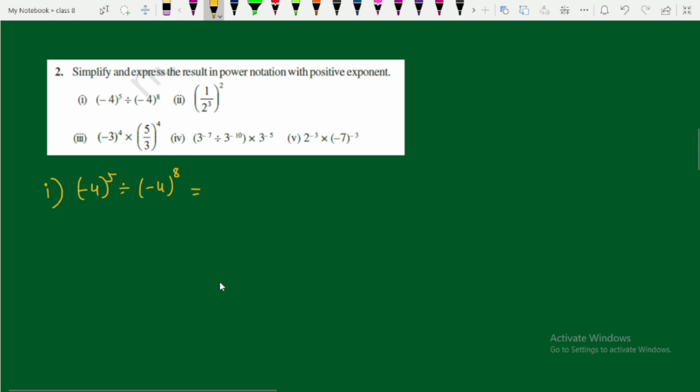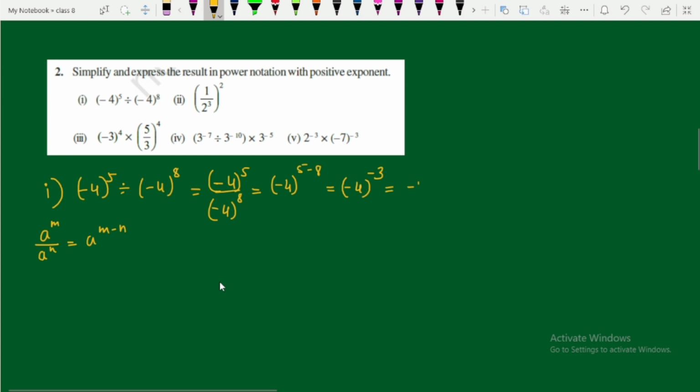Now you already know one of the laws of exponents: a raised to m upon a raised to n is equal to a raised to m minus n. So this law you are going to apply here. That is (-4) whole raised to 5 and (-4) whole raised to 8. So we can write the common base, minus 4, and in the power you are going to subtract, 5 minus 8. So this will give you the answer (-4) whole raised to 5 minus 8, that is minus 3.